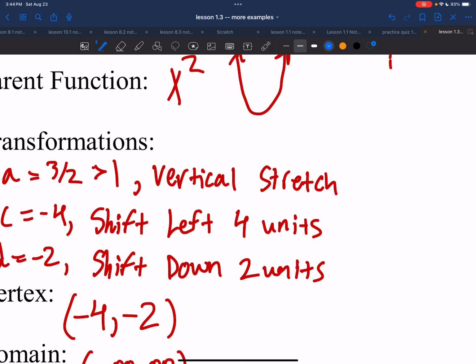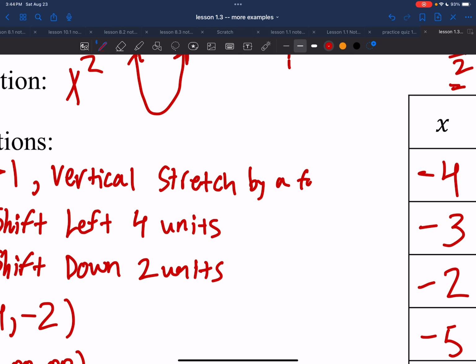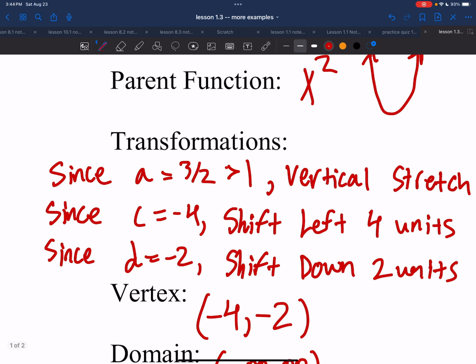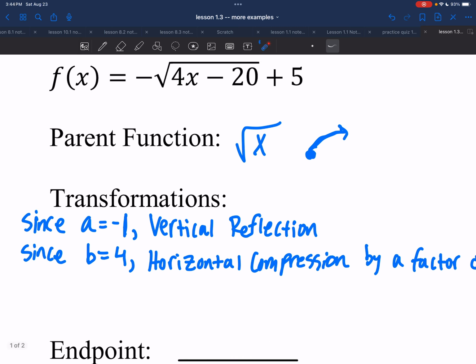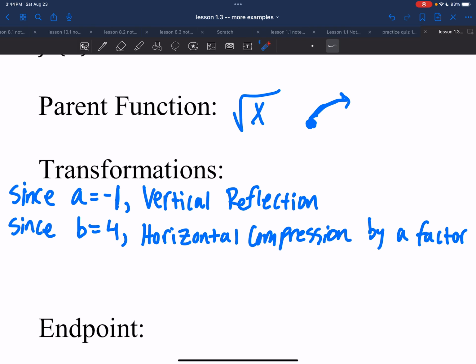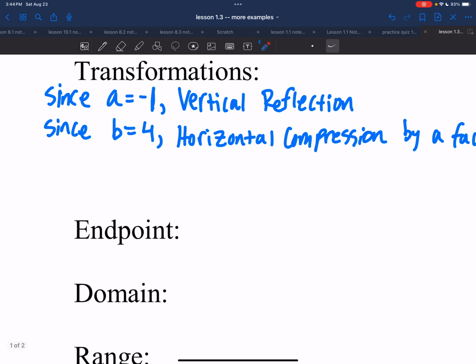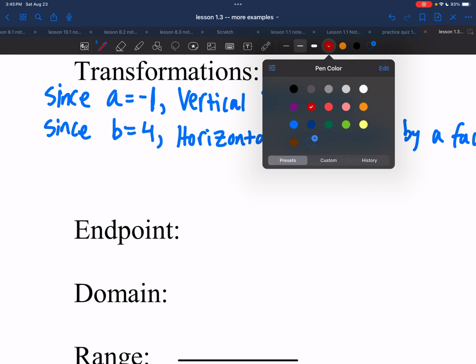Up here, I guess I didn't quite say it. This was a vertical stretch by a factor of 3/2, just because a was more than 1. Like, it was a stretch, so it just is the number. Whereas if it's a compression, it's the reciprocal of whatever the number was. So anyway, that's picky, okay? And if you were to say horizontal compression, I think that's pretty good. I'm pretty happy with that, okay?